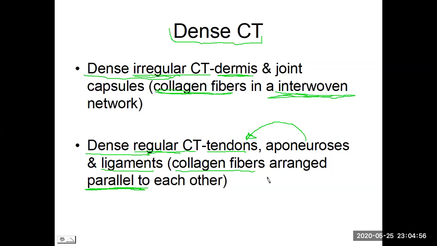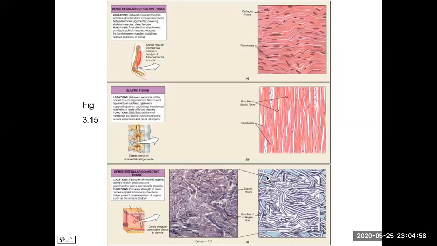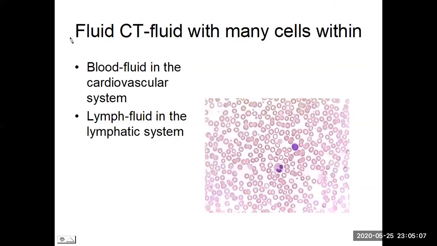So now we'll move forward to the next category of connective tissues, what's known as fluid connective tissue. These are now connective tissues with a large amount of water, a large amount of fluid, and suspended in that fluid, of course, are the various cells. So for now, we're just going to bring up the 2 examples.